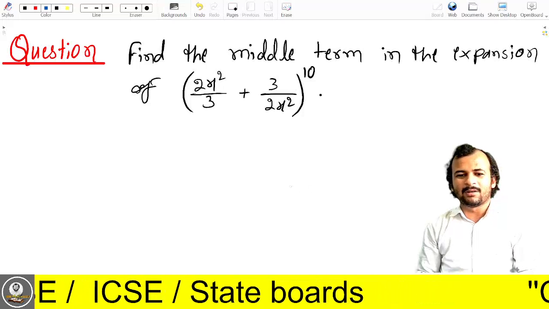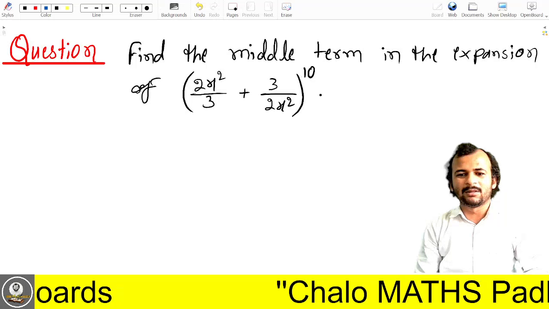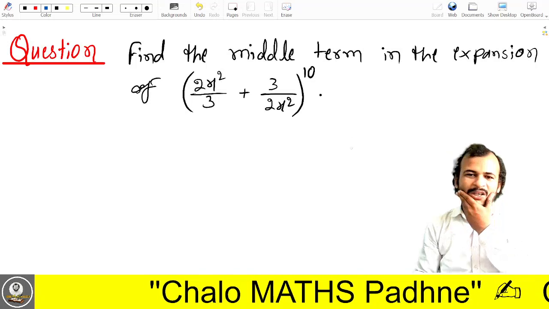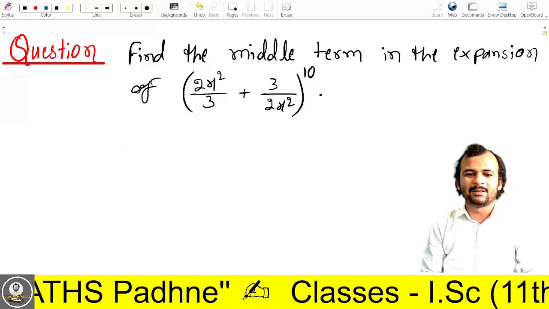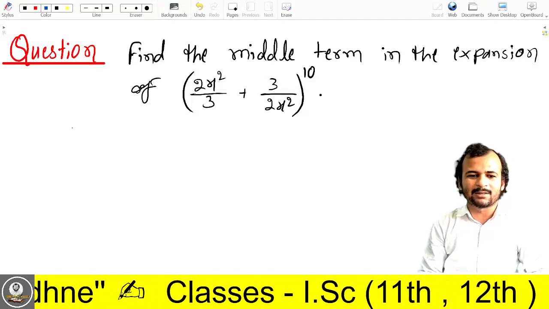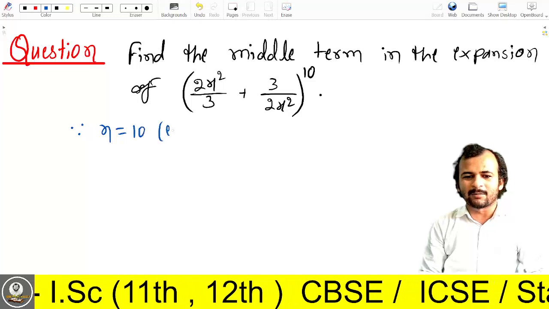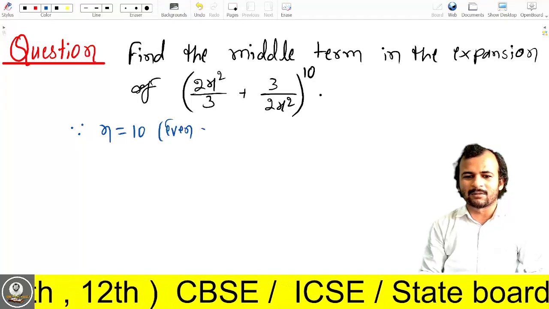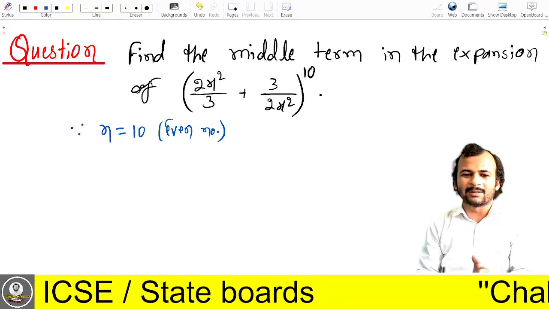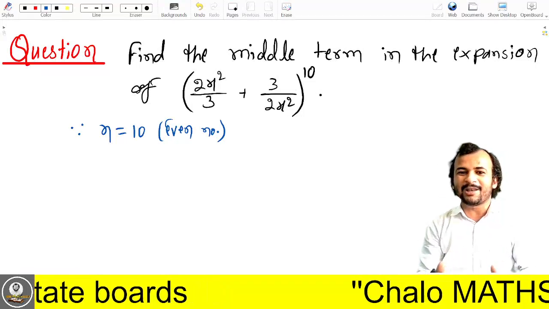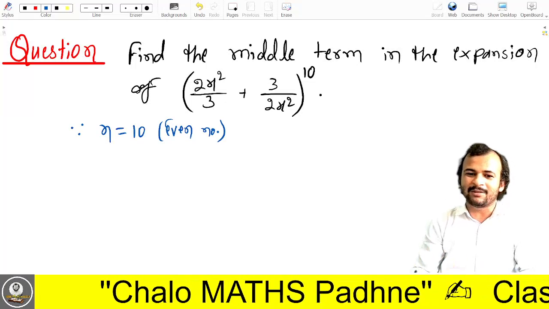First of all, we know that if the power is n, then the number of terms in the expansion of a binomial is n plus 1, and here n is what? Since n is given 10, this is an even number, right? And we know that if the power is an even number, then the number of terms in this binomial expansion is an odd number because it becomes n plus 1.